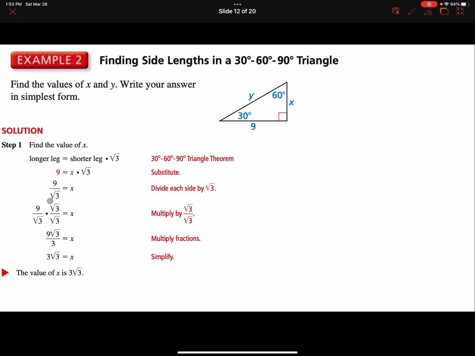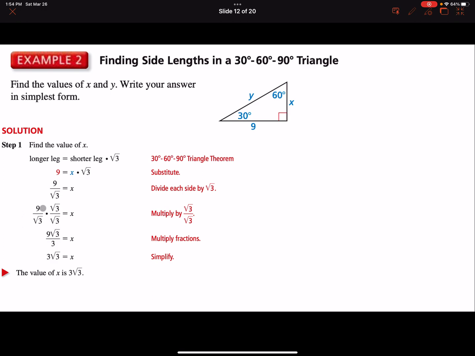Now, if it were anything but a root, I would tell you could leave your answer this way. But since there is a root in the denominator, and we are not allowed to have roots in the denominator, we need to fix this. We need to simplify this so that we have no roots in the denominator. So what we're going to do to get rid of this root in the denominator is multiply the numerator and denominator by root 3 over root 3. The reason we do this is because this is equivalent to 1.